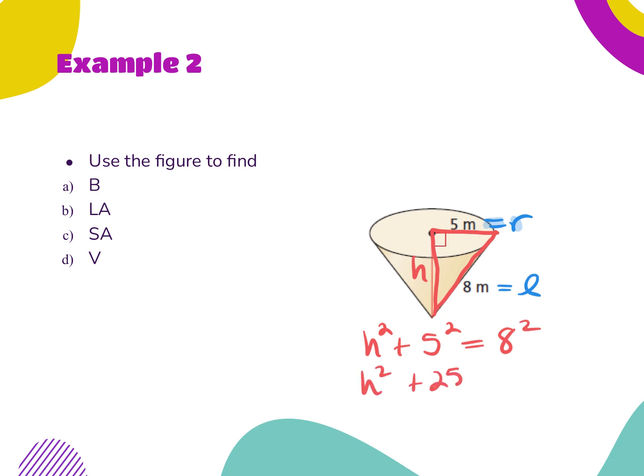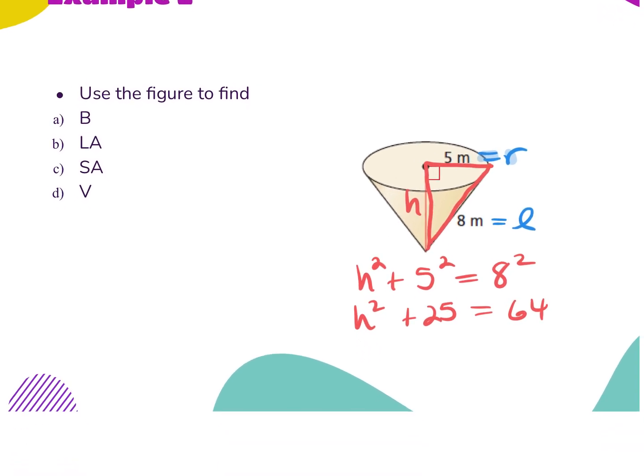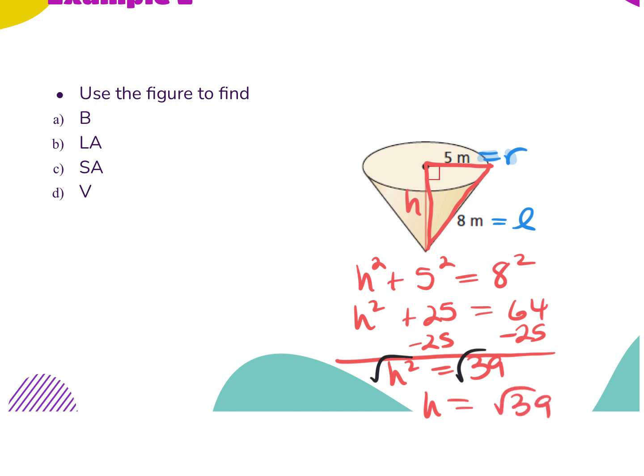5 squared, 25. 8 squared, 64. Subtract 25 from both sides. Height squared equals 39. Square root both sides. And the height of this cone is the square root of 39. Now I'm going to use that later on when I answer part D.